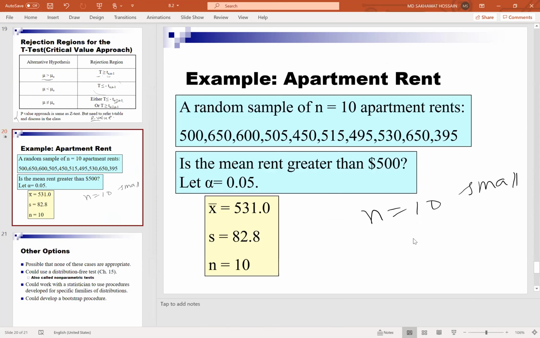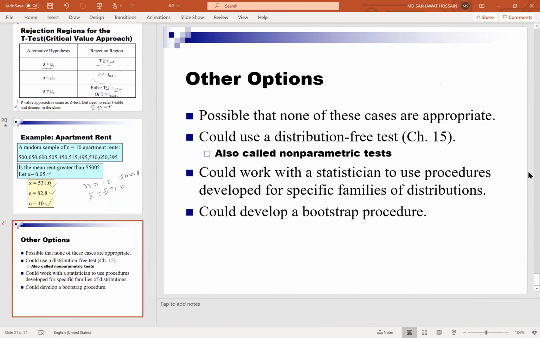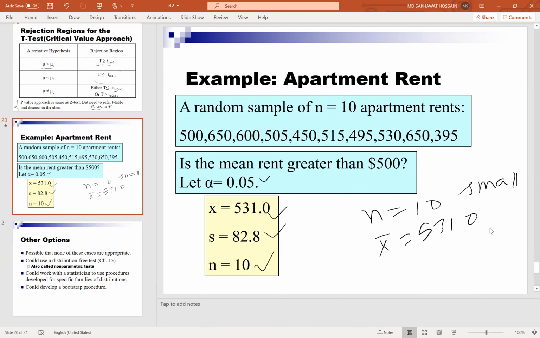Okay, so here x bar is 531.0. This is the sample mean, this is the sample standard deviation, and n is equal to 10. So here we have all this information and we have alpha equal to 0.05. And this example actually came from the previous example, and we also had the assumption that the population distribution is a normal distribution.